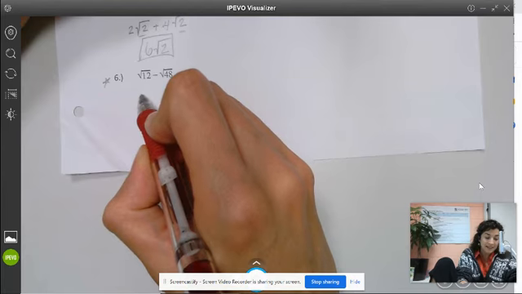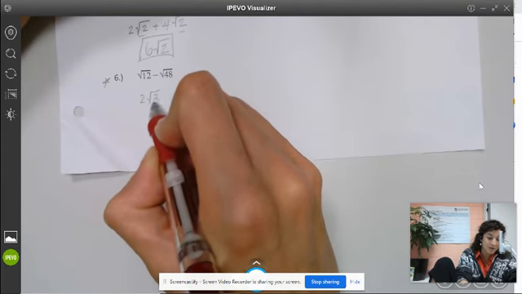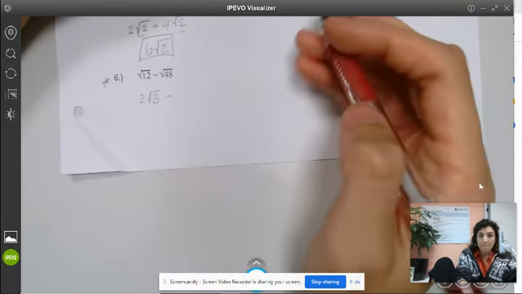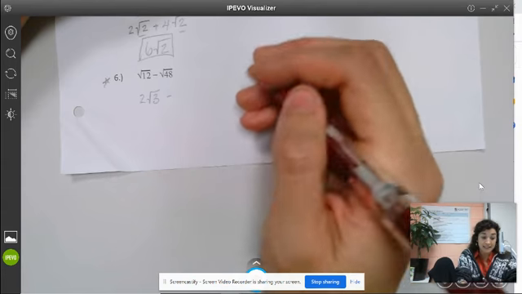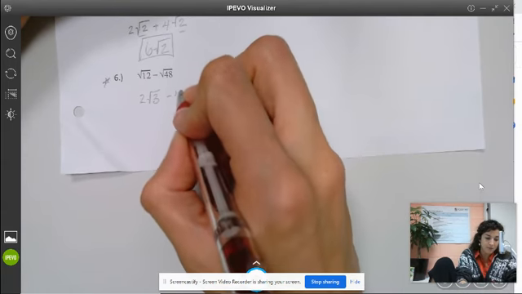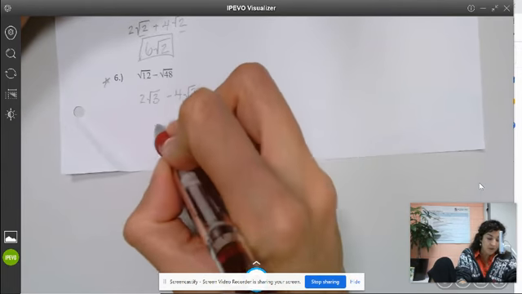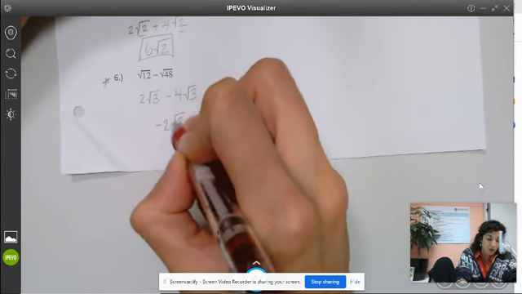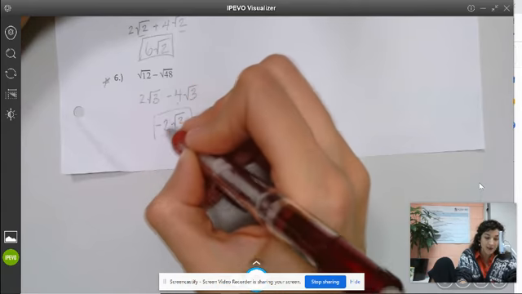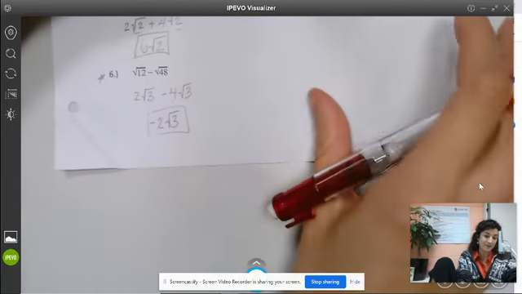Square root of 12 simplifies down to 2 square root of 3 minus 48 has 16 that comes out of it, and that's going to be 4 square root of 3. Subtracting those out, we get negative 2 square root of 3 because 2 minus 4 is negative 2.